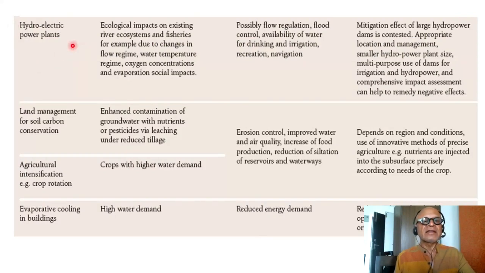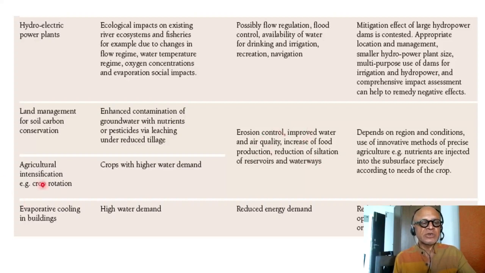Similarly, electric power plants for reducing emissions as a mitigation measure can have various positive and negative impacts. Land management for soil conservation, soil carbon conservation. Enhanced contamination of groundwater is possible with nutrients or pesticides via leaching under reduced tillage, which is part of the enhancement of soil carbon conservation. Erosion control, improved water and air quality, increase of food production, reduction of siltation of reservoirs and waterways is a positive impact that could come out of this.